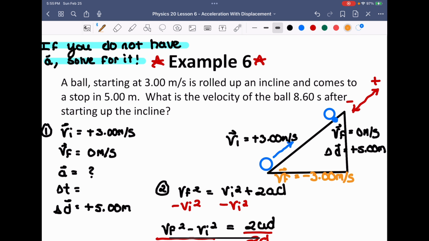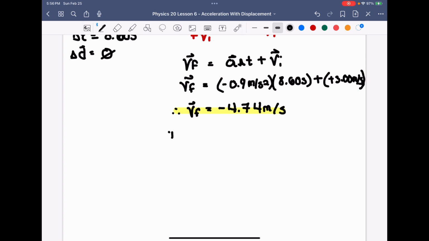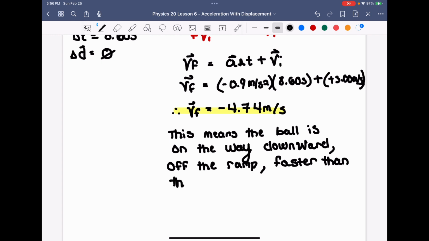We have this nice symmetry when it comes to things that face this acceleration on a ramp. What this means is if I have negative 3.00 meters per second at the bottom of the ramp, this object is off the bottom of the ramp and has traveled even more distance past the ramp. So this means the ball is on the way downward, off the ramp, and it is traveling faster than the original position.